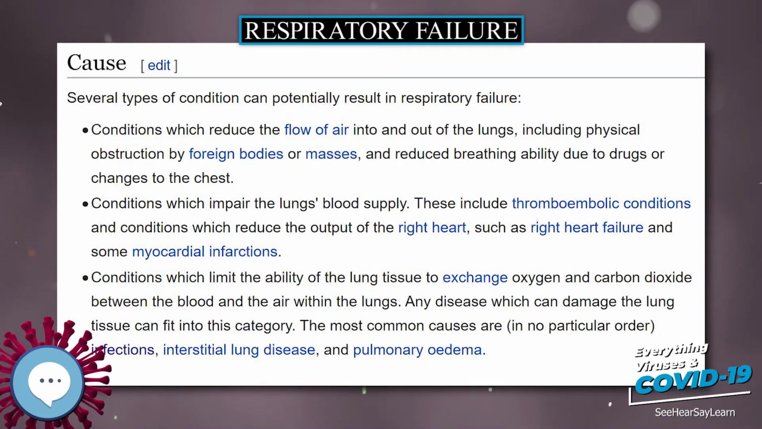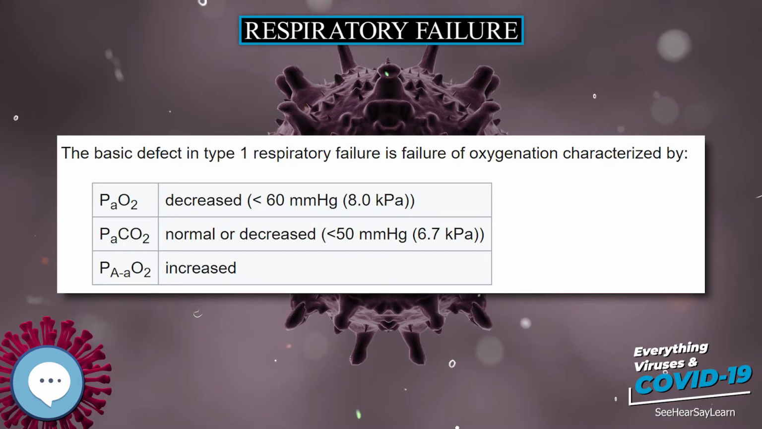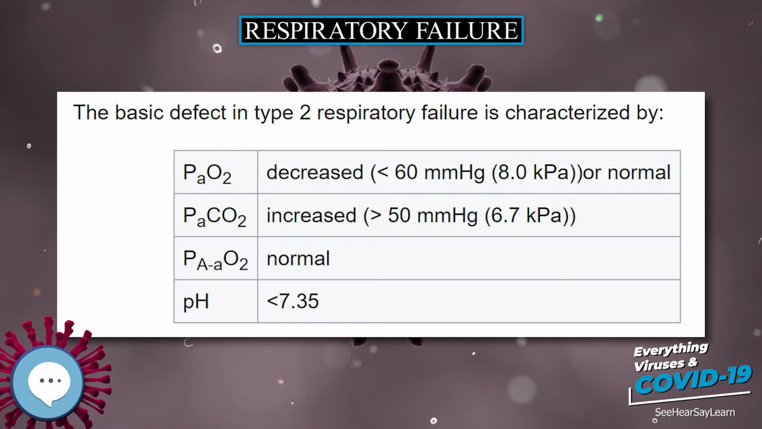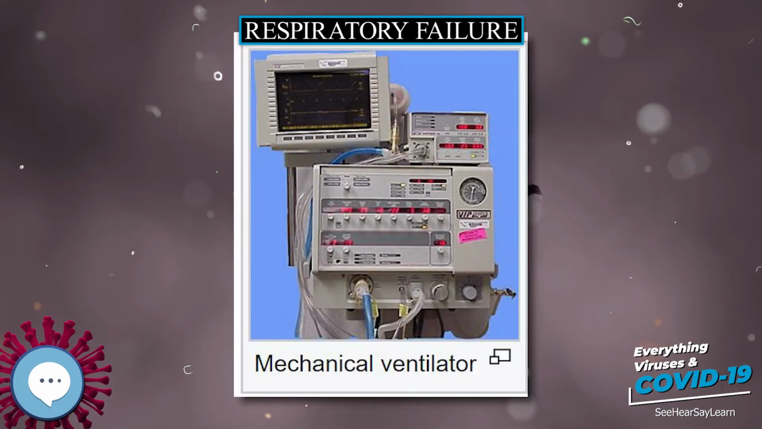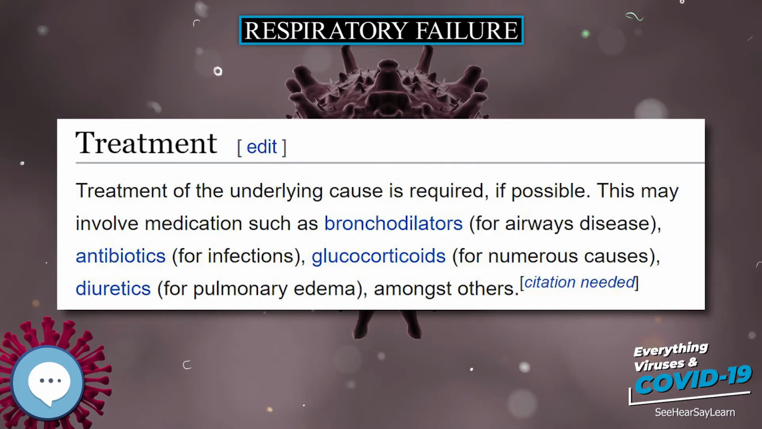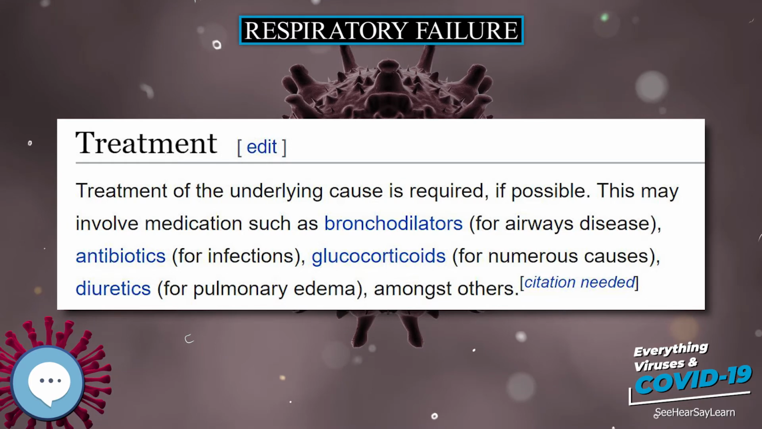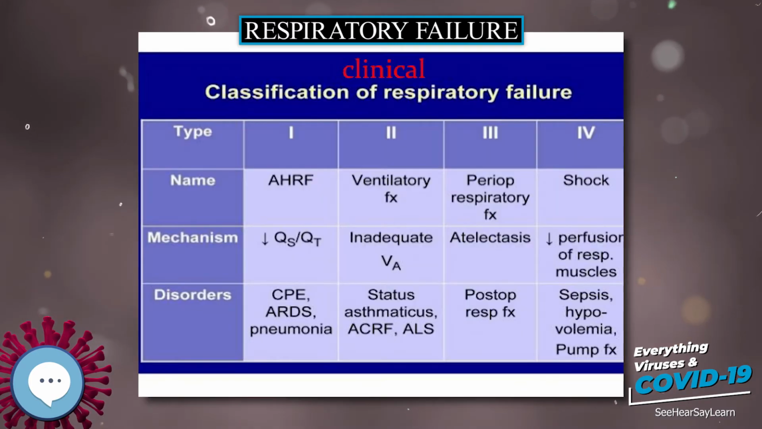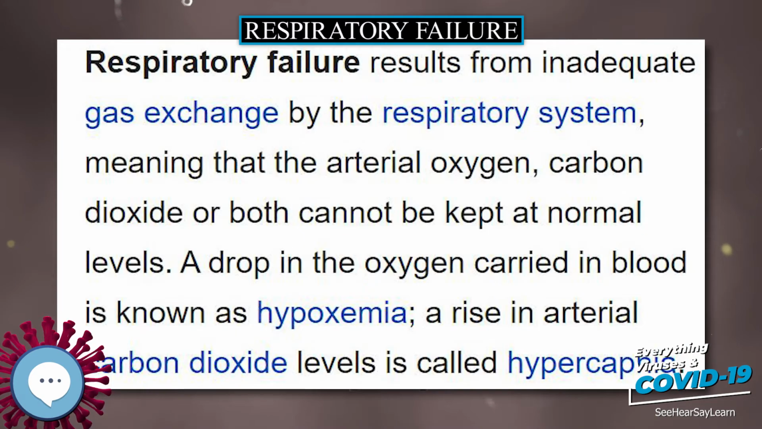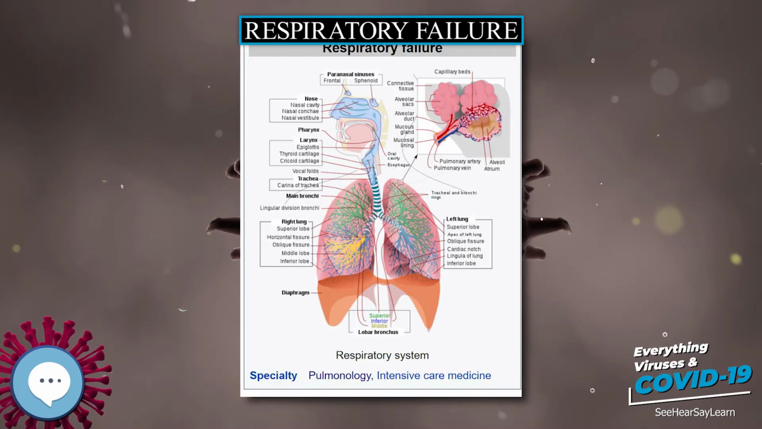Cause. Several types of condition can potentially result in respiratory failure. Diagnosis. Type 1. Type 1 respiratory failure is defined as a low level of oxygen in the blood, hypoxemia, with either a normal, normocapnia, or low, hypocapnia, level of carbon dioxide, PaCO2, but not an increased level, hypercapnia. It is typically caused by a ventilation/perfusion, VQ, mismatch. The volume of air flowing in and out of the lungs is not matched with the flow of blood to the lungs. The basic defect in type 1 respiratory failure is failure of oxygenation characterized by.